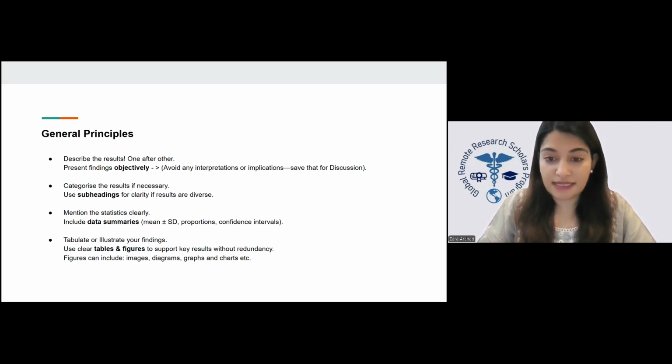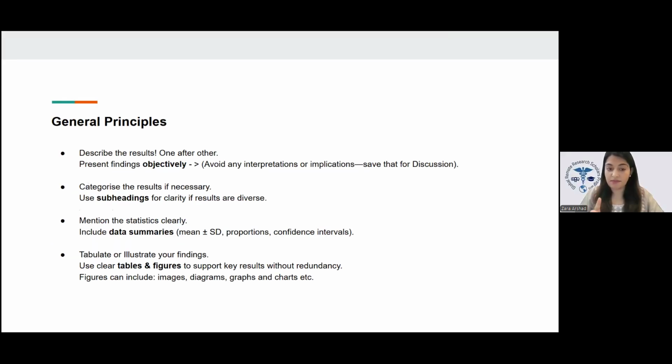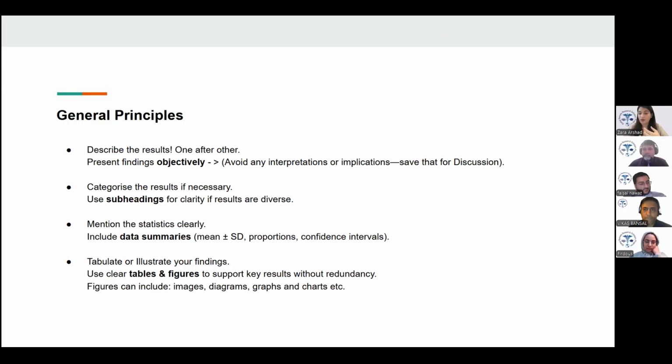Further, the best thing that you should be doing in each result section is that you summarize your results in the form of tables or illustrate them as figures. These figures can be images, diagrams, graphs, or charts, depending on the kind of result that you were able to analyze in your study, which are different from study to study. And we will discuss some of the examples here.